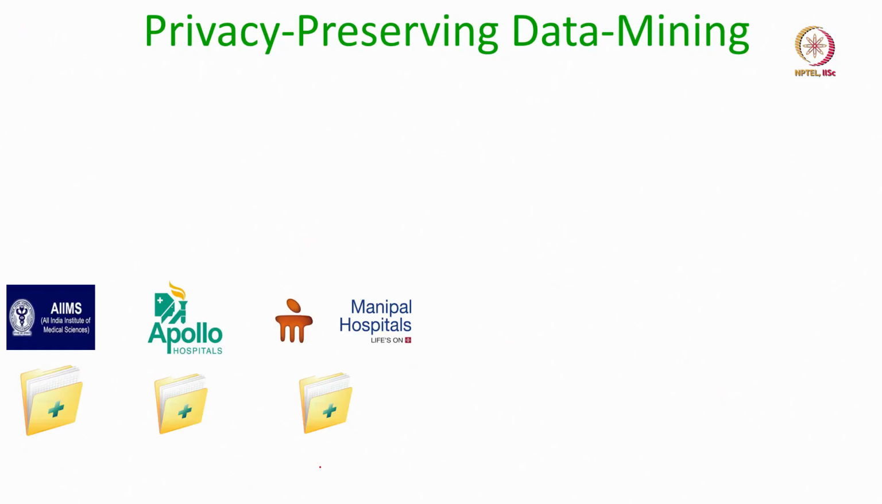Now let us see various real world applications, examples which can be abstracted by this generic problem of secure multi-party computation. The first problem is privacy preserving data mining. Consider a scenario where we have several hospitals. In this example I am taking 3 hospitals, and each hospital has its own private medical record. Okay.